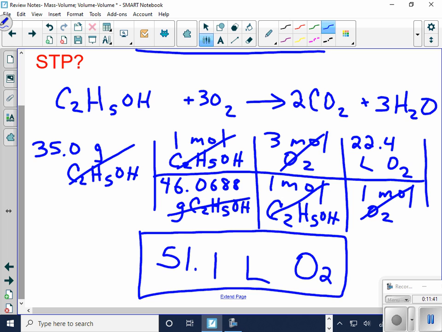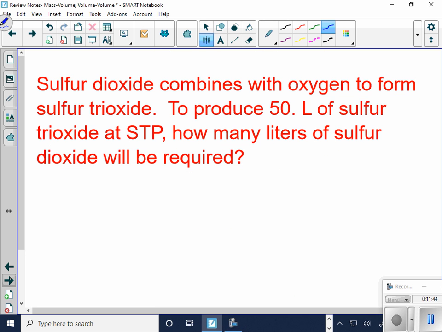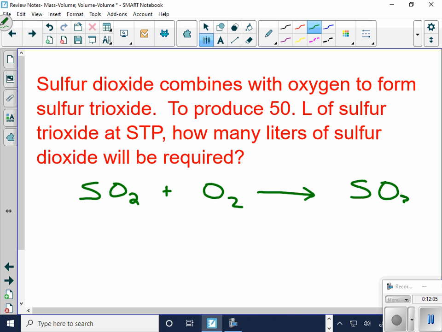Questions? Go ahead and copy this third example down. Sulfur dioxide combines with oxygen to form sulfur trioxide. To produce 50 liters of sulfur trioxide at STP, how many liters of sulfur dioxide will be required? Okay, I'm looking at this and I say, okay, here is my skeleton equation. I need to balance that equation.